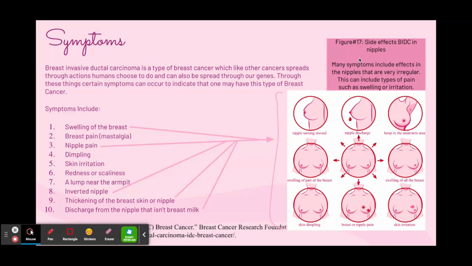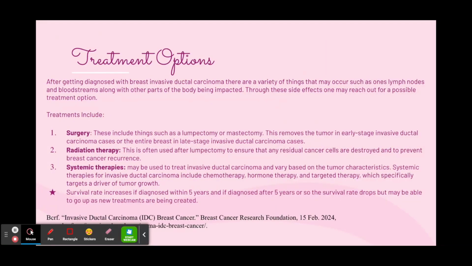That can be seen in figure 17. And the arrows from the symptoms to figure 17 show which specific symptoms may be seen in figure 17. And if any of these symptoms are occurring, you most likely have breast invasive ductal carcinoma. For treatment options, there are the main three: surgery, radiation therapy, and systemic therapies. And the survival rate increases if you're diagnosed within 5 years, and if you're diagnosed after 5 years, it drops.